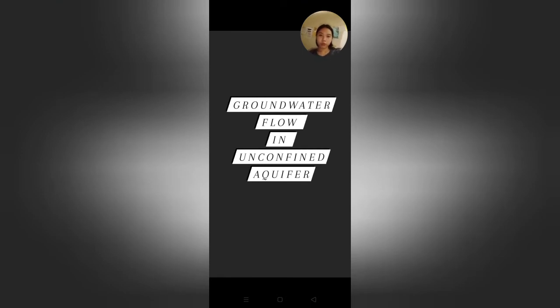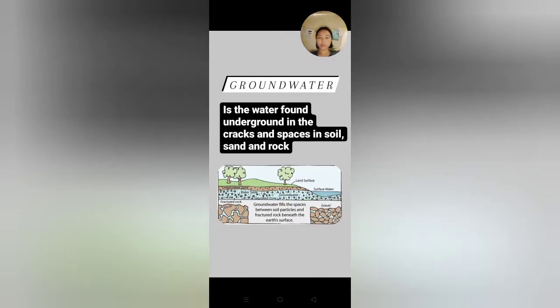So hello everyone, I'll be the one in our group who will discuss groundwater flow in unconfined aquifers. So before that, I'll define some important words related to the unconfined aquifer. So the first one is groundwater. Groundwater is the water found underground in the cracks and spaces in soil, sand, and rock.